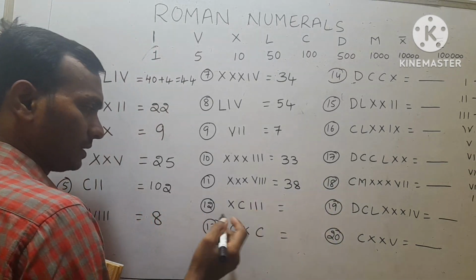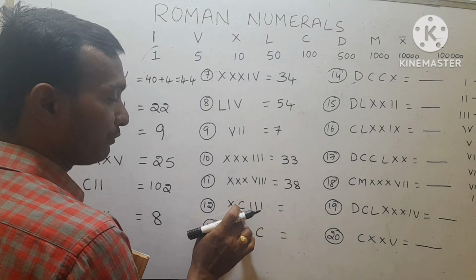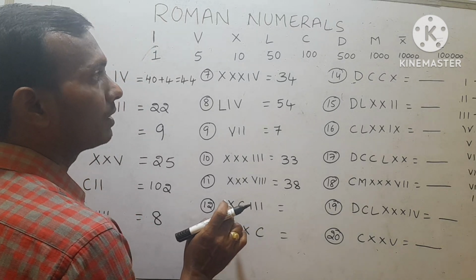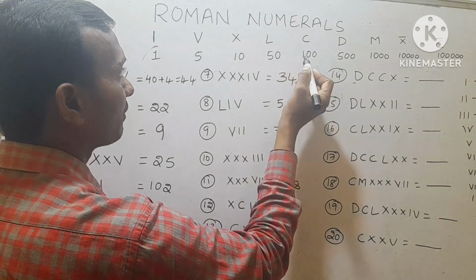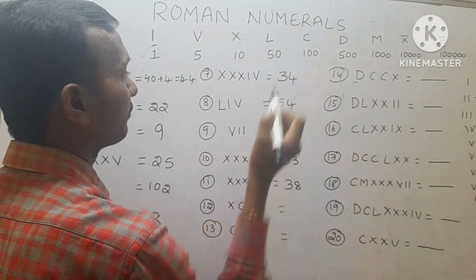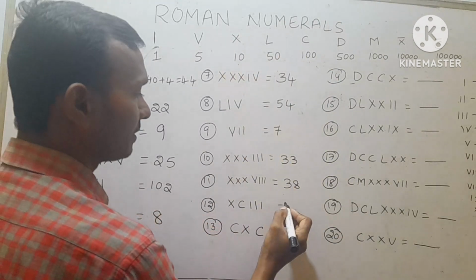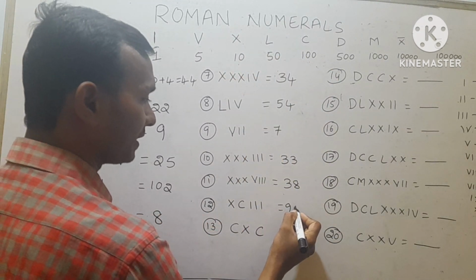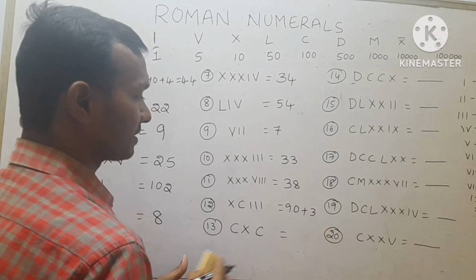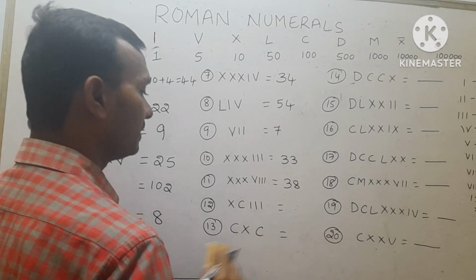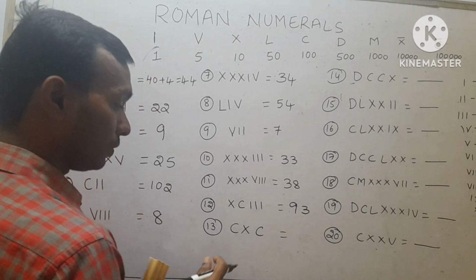Next. 10, but 10 is before 100. So we should subtract. Whenever a smaller value is before a larger value, we have to subtract that value. 100 minus 10, that will give you 90. Plus 3, 93 is the answer. 90 plus 3 is nothing but 93.